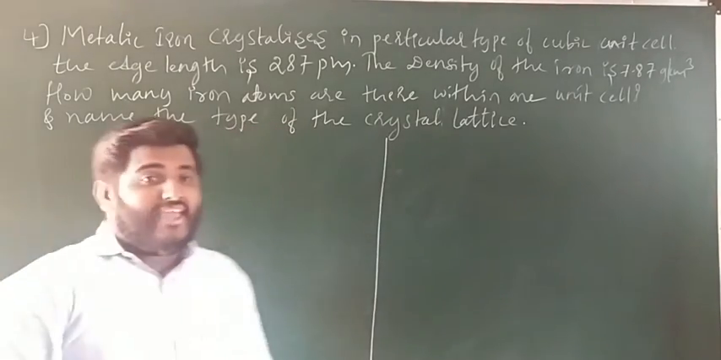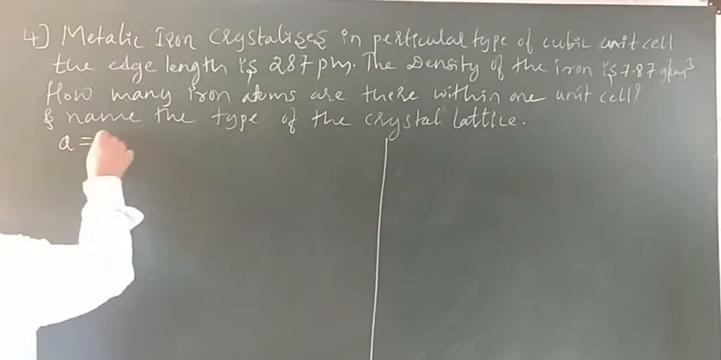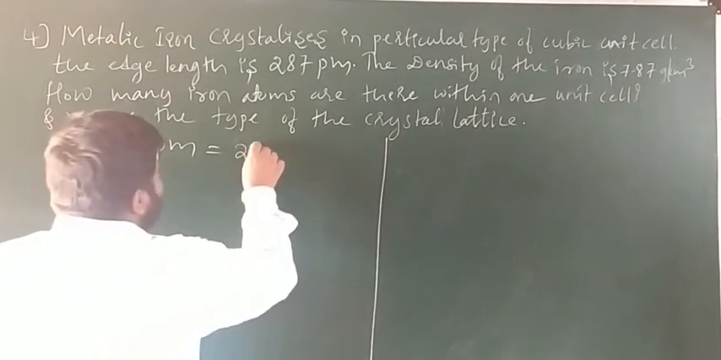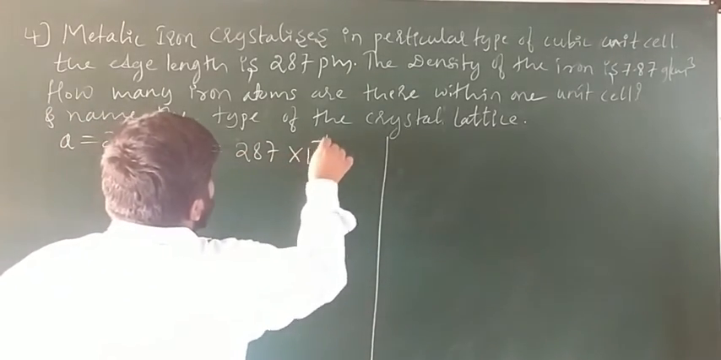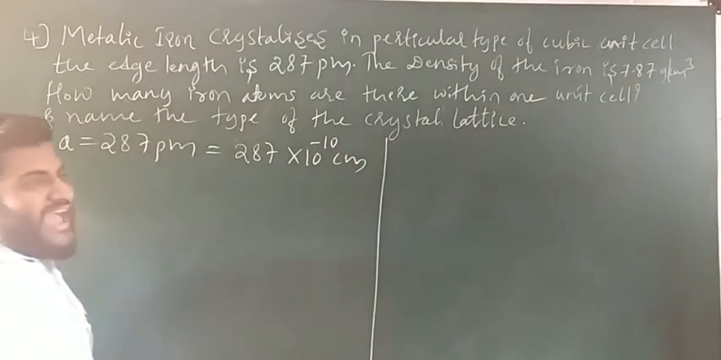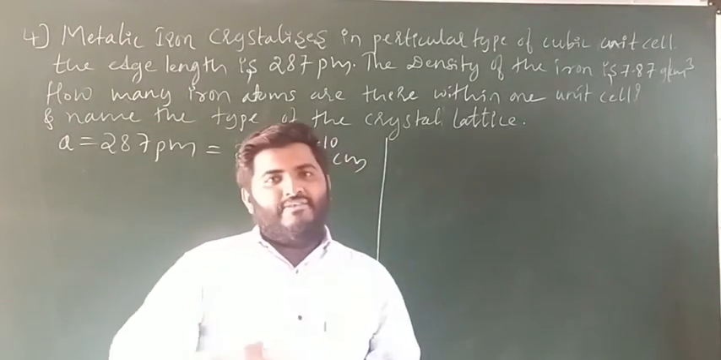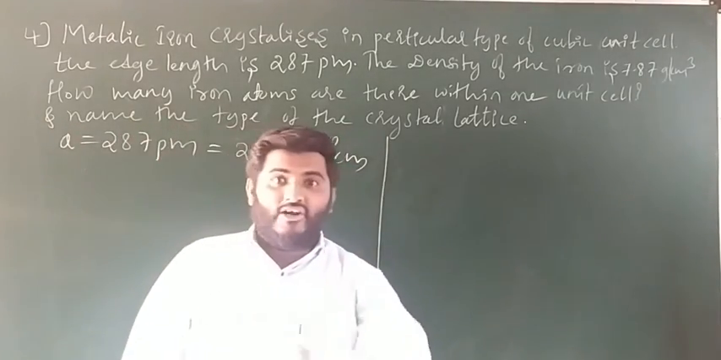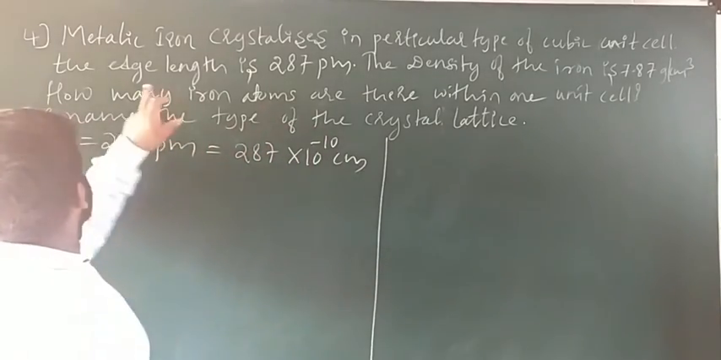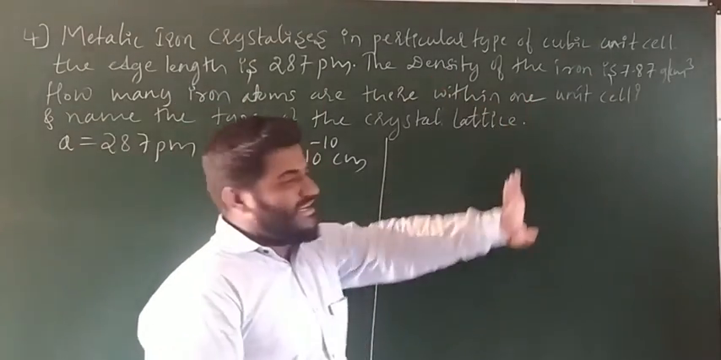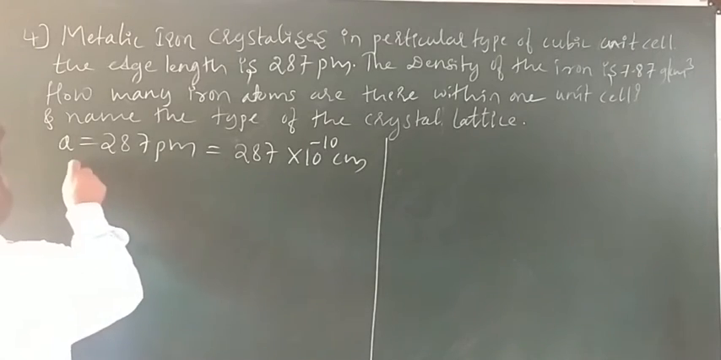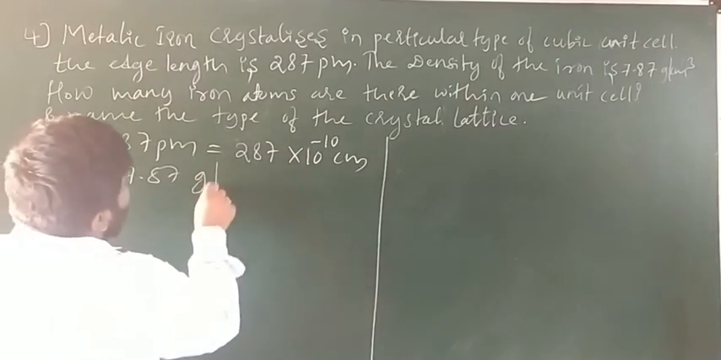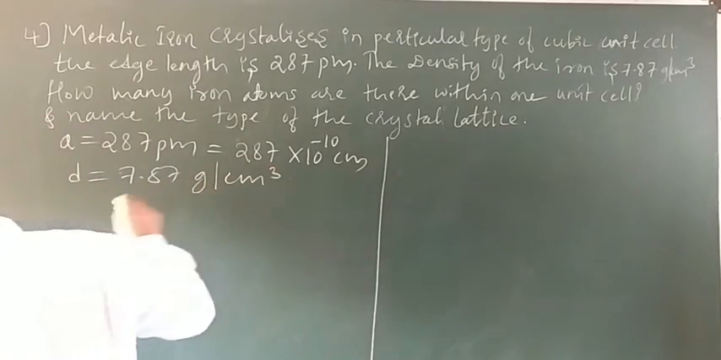Edge length means what, guys? A. How much? A is equal to 287 picometer. That means 287 into 10 to the power minus 10 centimeter. If angstrom is there, 10 to the power minus 8 centimeter. If picometer is there, 10 to the power minus 10 centimeter. Remember, not meter, centimeter. Then the density of the iron is given. How much? D is equal to 7.87 gram per cm cube. Density is also given.